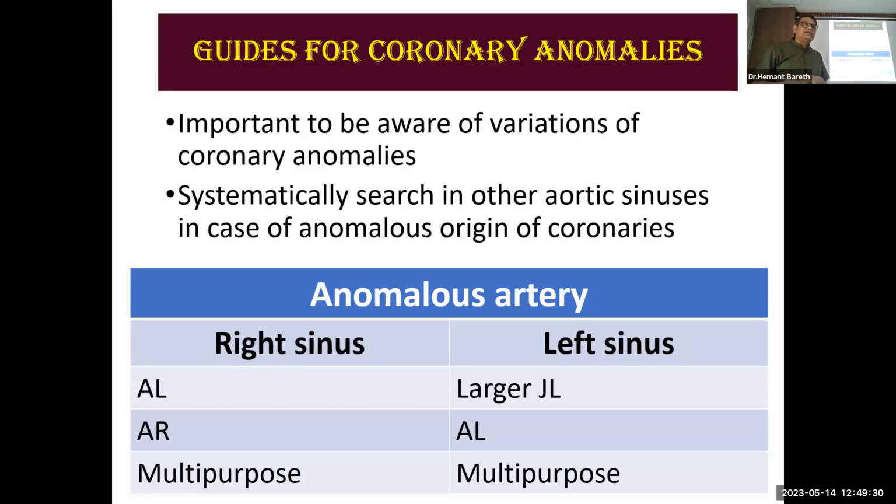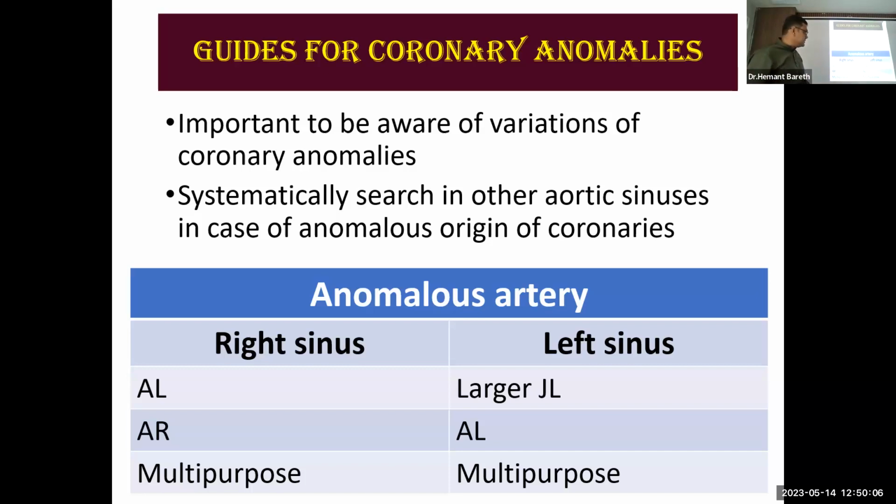So what to do? Anybody? Do sinogram. So sinogram will probably show you what is the origin of the missing circumflex. And then, depending on the location, if you think it is coming from the right sinus, then you can choose the implants left and search the whole of the right sinus for the origin of this missing circumflex. Or if you cannot get it, then you might try implants right, and finally you will try multipurpose.